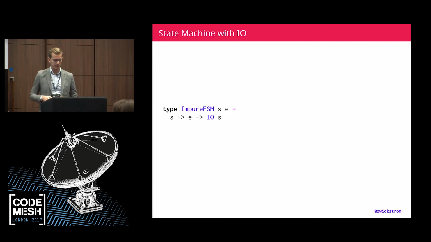But we instead say that we need an impure function. So we have a state machine be a function from state and event to I/O of state. And now we can perform side effects on state transitions.